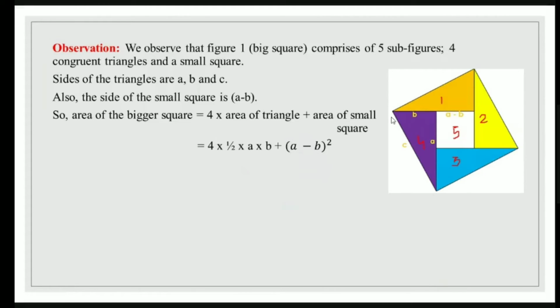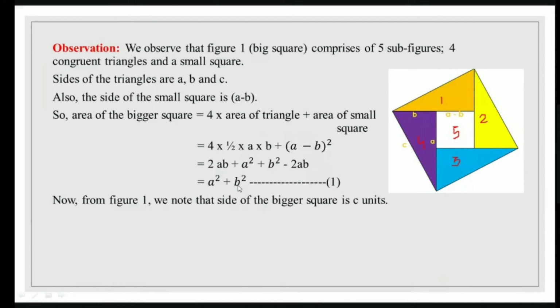So I can say that the area of the bigger square, which is C square, will be equal to 4 into the area of the smaller triangles. That means 4 into half into A into B plus the area of the small square, which is (A - B) whole square. So I get equal to 2AB plus A square plus B square minus 2AB. 2AB and 2AB will cancel out and I'll be left with A square plus B square, which will be equal to how much? C square.